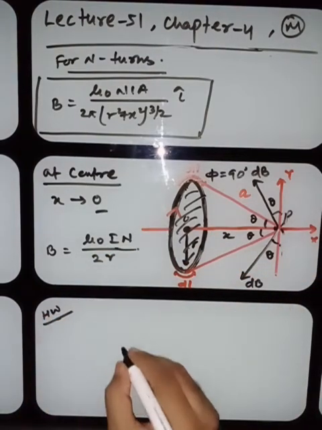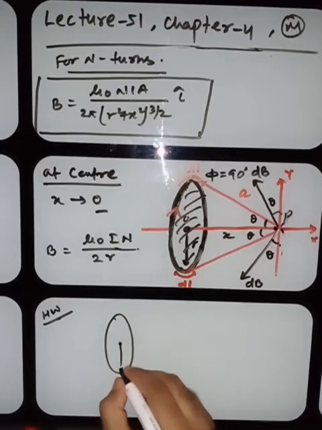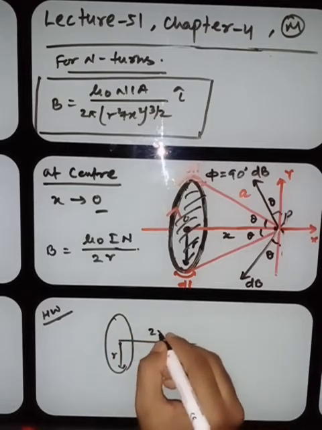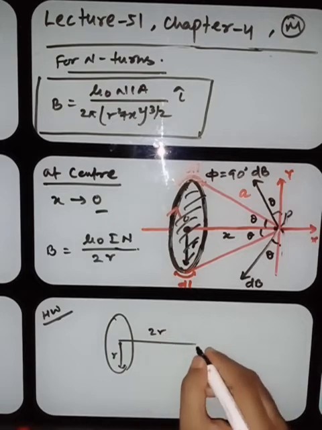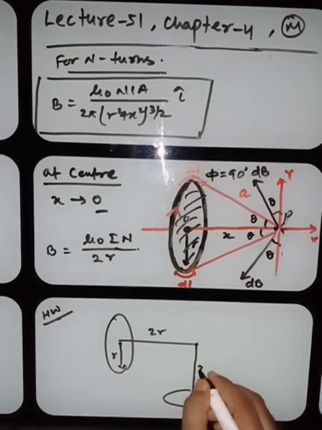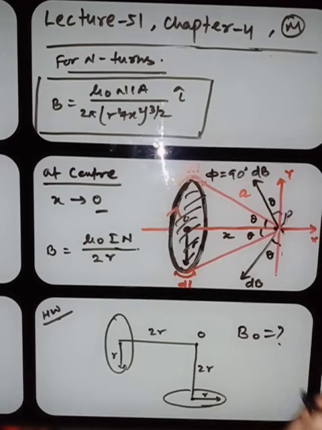One conductor of radius r, and the distance is 2r. Alright, yes, 2r. And another conductor, this one, the radius again r, and the distance is 2r. At this point O, you have to find the net magnetic field. B_O will be what? If the current is in this direction, I, and in this direction the current is I.